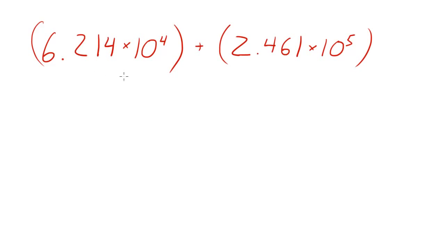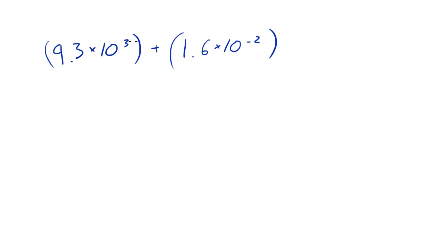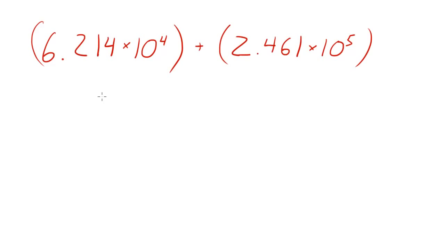So, right here, I'm working with two positive exponents, 10 to the fourth and 10 to the fifth. In the next example, I'm going to be showing you guys negative 3 and negative 2. And lastly, I'm going to be showing you what happens when you try to add scientific notation with a positive exponent with a negative one. And it's kind of weird, so just stick with me and follow along.